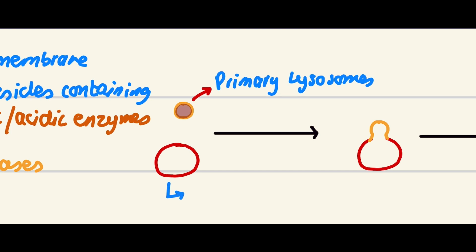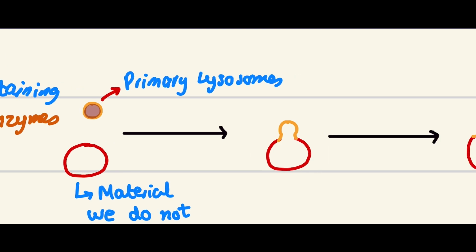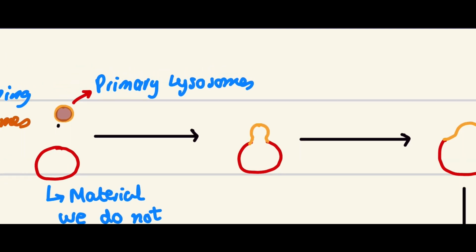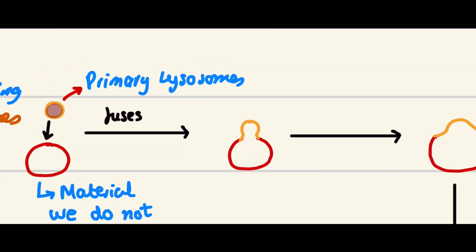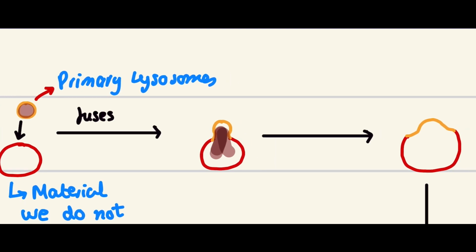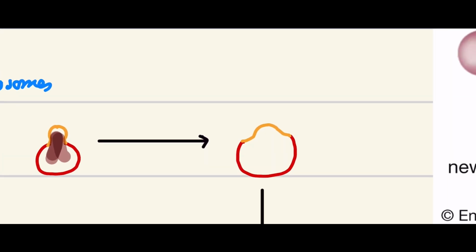So this is let's say material we do not need. Let's say it's some old organelles or whatever it is. Let's talk about that in a second. So what happens is that the primary lysosome moves and it fuses. The word is fuses. It fuses with the organelle, or with whatever that we don't need anymore. So all of those enzymes that we had, they're going to sort of flow out into this vesicle.